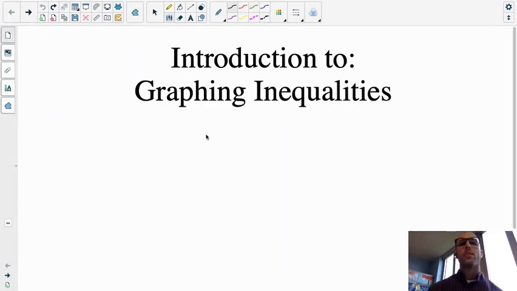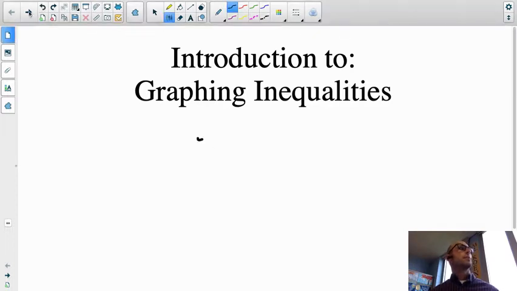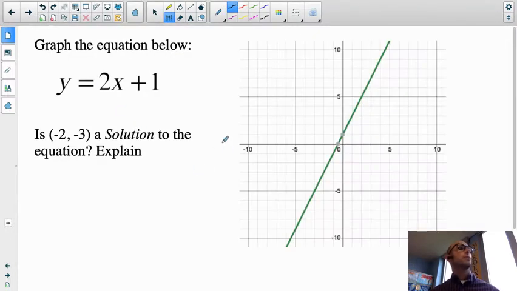Hey folks, we're going to talk about our next part of our unit here, and that is systems and graphing inequalities. In particular, what I'm going to show you here is an introduction to graphing inequalities. Very closely related to graphing our lines, but there's some differences too. So let's get at it and let's talk about what this entails.